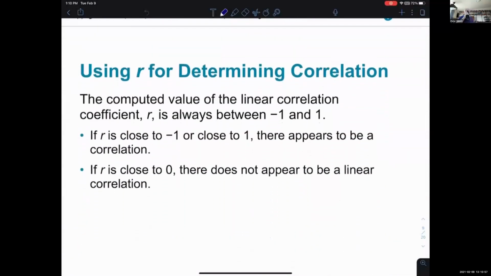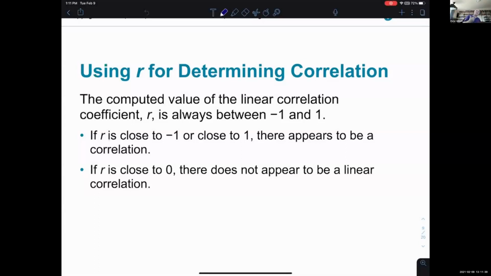So what is going on and how do we use this R? The computed value of the linear correlation coefficient R is always between -1 and +1. So you'll never have an R value of 2 or 3 or -7. It'll always be a small little number, usually given as a decimal because it's less than 1. You might even think of it as a percentage. But something like 0.5 or -0.3, something between -1 and 1. That's the kind of number R will always be, because of the way the calculation is done. You can't get anything outside of those values.